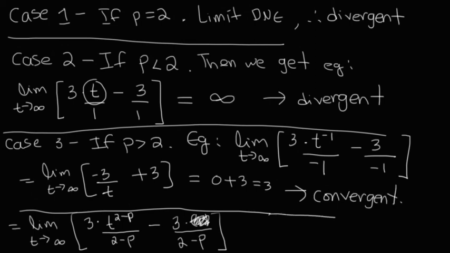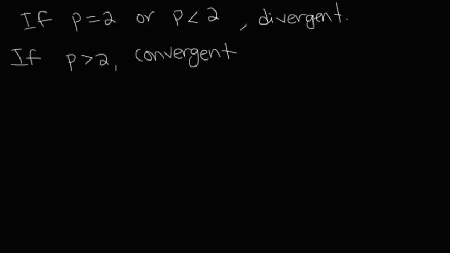So let's just take a look at our screen for a second. If p is equal to 2, the integral will be divergent. If p is less than 2, the integral will be divergent. If p is greater than 2, then the integral is convergent. So I'll write the result on the next screen. Okay, so I've summarized the results here. So to answer the question then, the integral would converge if p is strictly bigger than 2. And that's how we do that question.